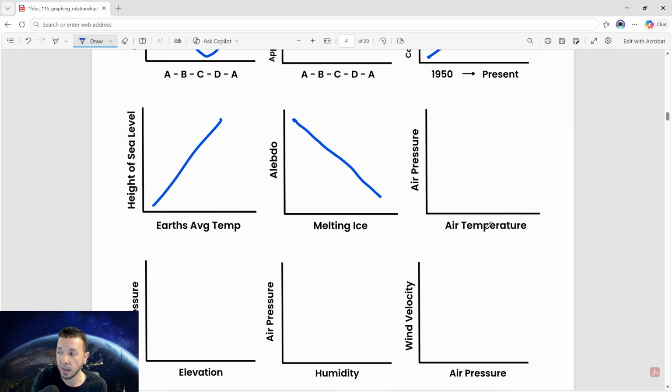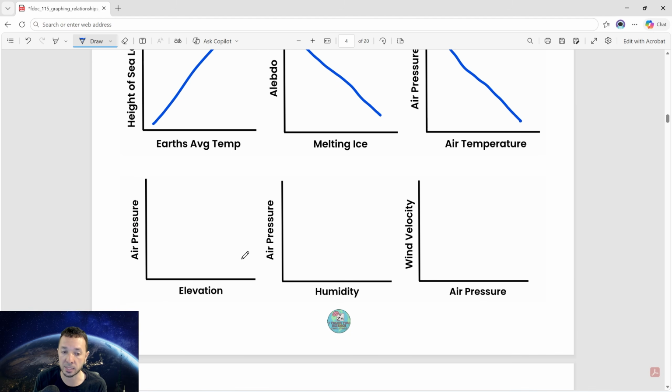We're going down. Air temperature to air pressure. As air temperature increases, the pressure should drop. Low pressure is generally warmer. As elevation increases, what happens to air pressure? It should drop. As humidity increases, what happens to air pressure? Think water, right? Storms, we should get lower pressure. As air pressure increases, what happens to the wind speed? Higher pressure is going to be lower wind, so that should go like that.